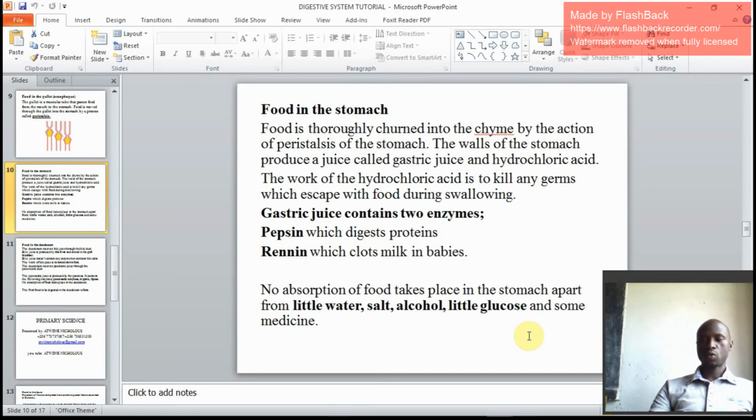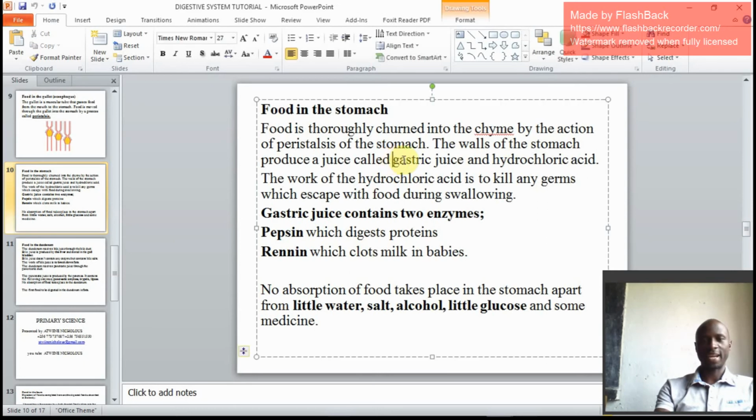Then we go to what occurs in the stomach. Food is thoroughly churned into the chyme. Food in the stomach will be called the chyme, and by the action of peristalsis of the stomach, the walls of the stomach will produce a juice that we call gastric juice. Last, members, walls of the stomach produce gastric juice and hydrochloric acid.